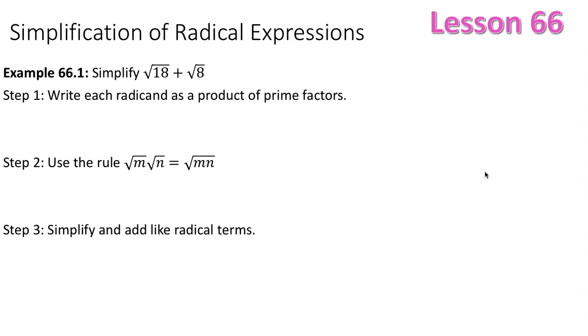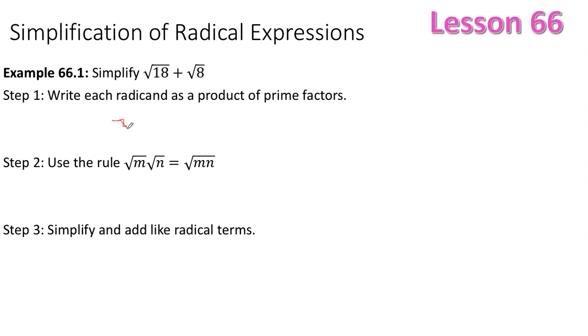This is lesson 66 in Algebra 1, and we're going to talk first about simplification of radical expressions. So if we have an example like this where we have the square root of 18 plus the square root of 8 and we want to add them together, first of all, we can't add them how they are right now because they're not like terms. They have to have the same number under the radical, the same radicand, and the same index. And right now they don't. So we're going to adjust them.